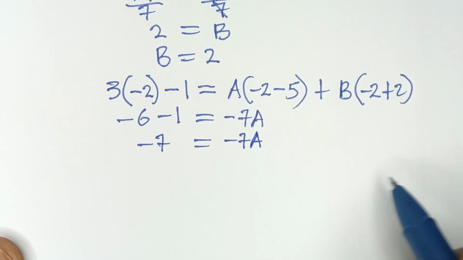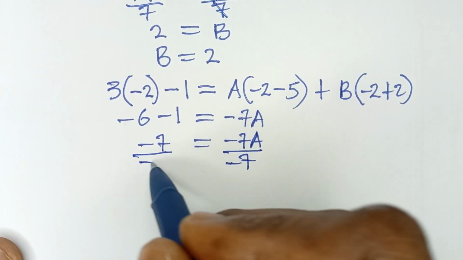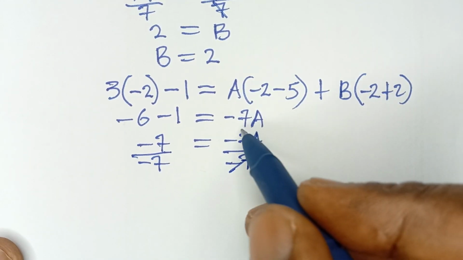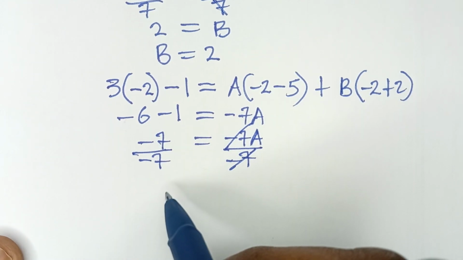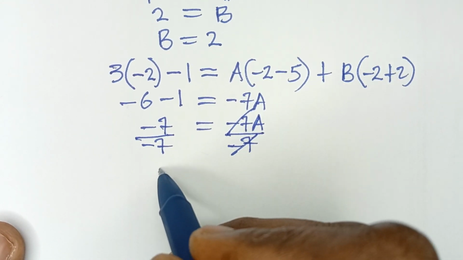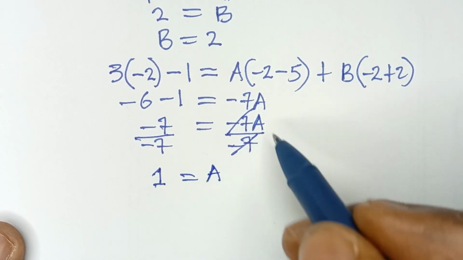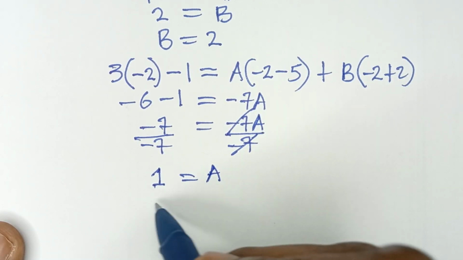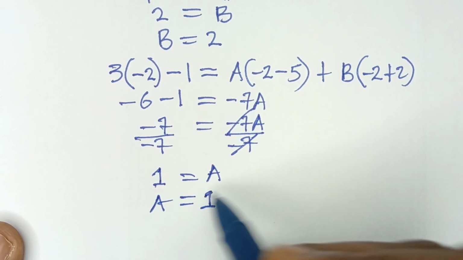So I can now divide both sides by negative 7. I also divide this by negative 7. So this, we cancel this. So I'm left with negative 7 divided by negative 7 is simply 1. Because the negative divided by negative is positive. So 1 is equal to what I have left here, which is a. So that means a is equal to 1.